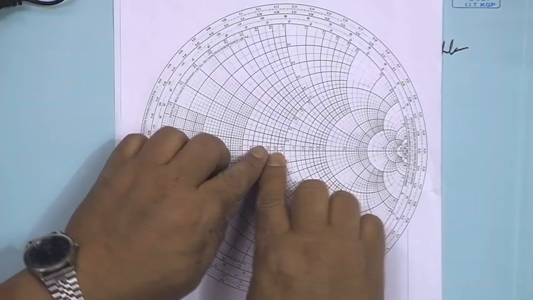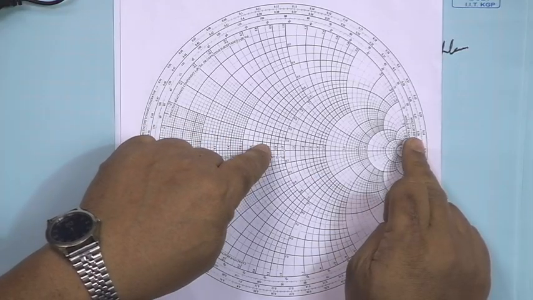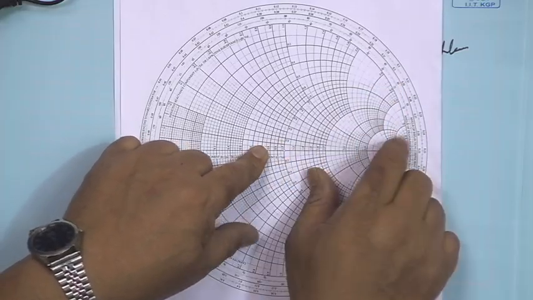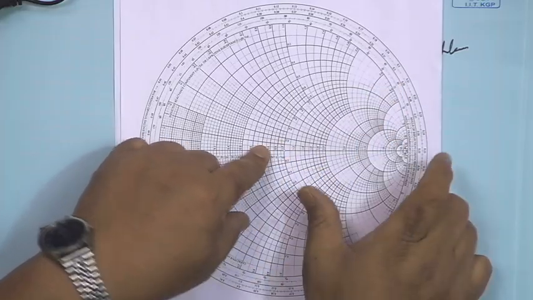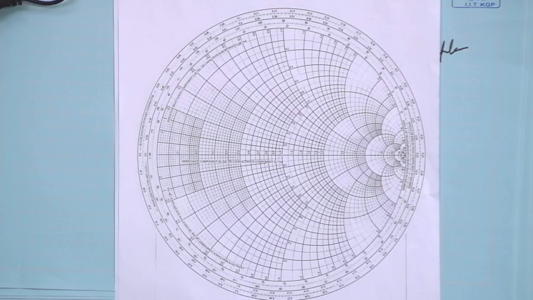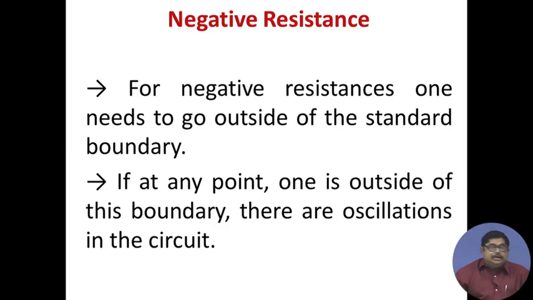That means, from the center to the rightmost point, this we consider as 1. It may be some other millimeter, etc. So, you can measure this, but that is in the Smith chart calculations normalized to 1. So, now for negative resistance one needs to go outside of the standard boundary, as I explained.